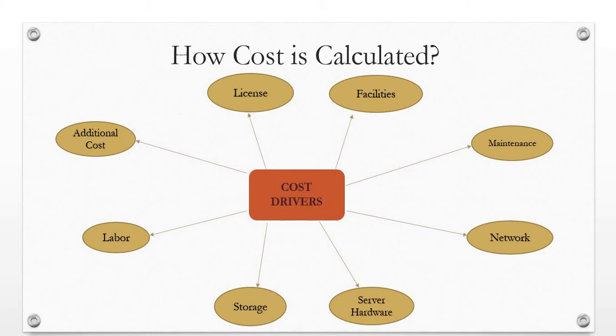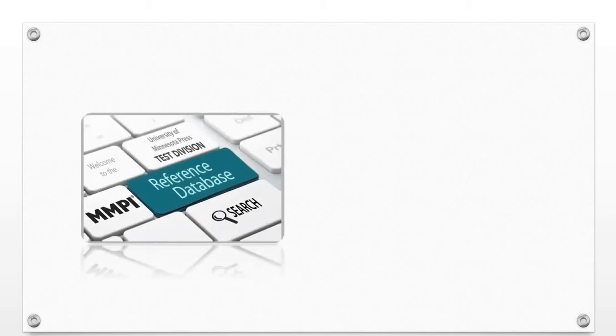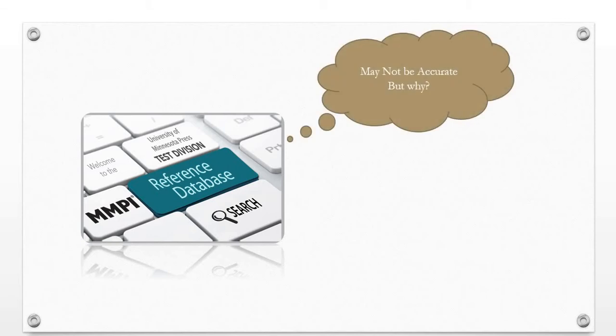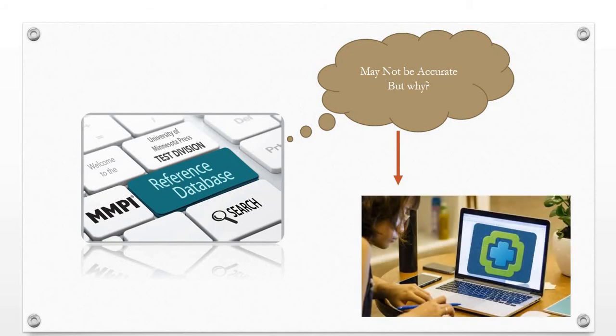Now, the question arises of how the cost of these cost drivers is decided. For this, vROps maintains a reference cost of these cost drivers, but it may not be accurate. For example, you might have received some discount during a bulk purchase. So to get accurate values, one can modify the default cost of cost drivers from the vRealize portal. This I will show later in the video.